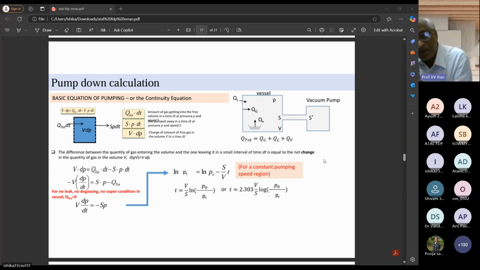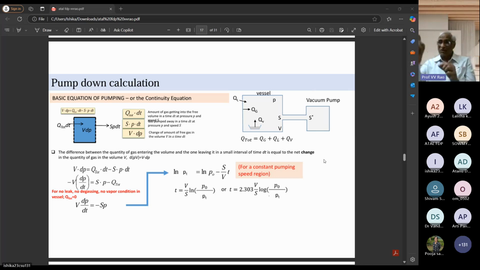What goes out of the chamber is V dP by dt. What comes into the pump is S into P. So these two, when you equate them, it is a differential equation, and when you solve it you will get the time on the left side equal to the volume of the chamber V by the effective pumping speed S, into ln of P initial to P final. That P initial can be 760 to 740, let us say. That ln P0 by P, you have to use 760 by 740.